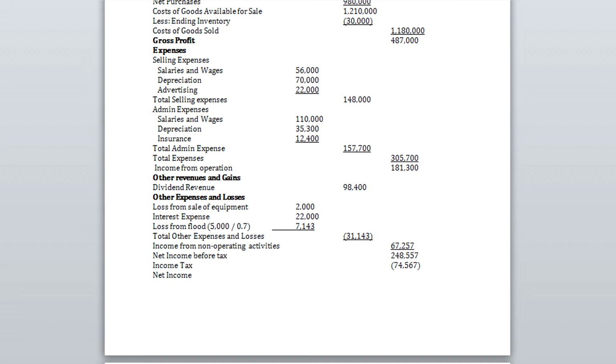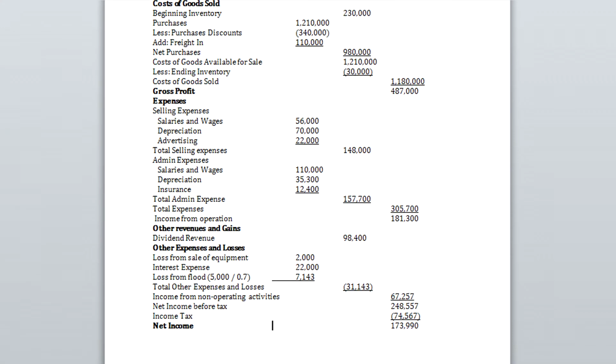Okay, let me just tab over here. Our net income of $173,990. All right, so let me just bold that there for you. And that is how you finish the multiple step income statement.